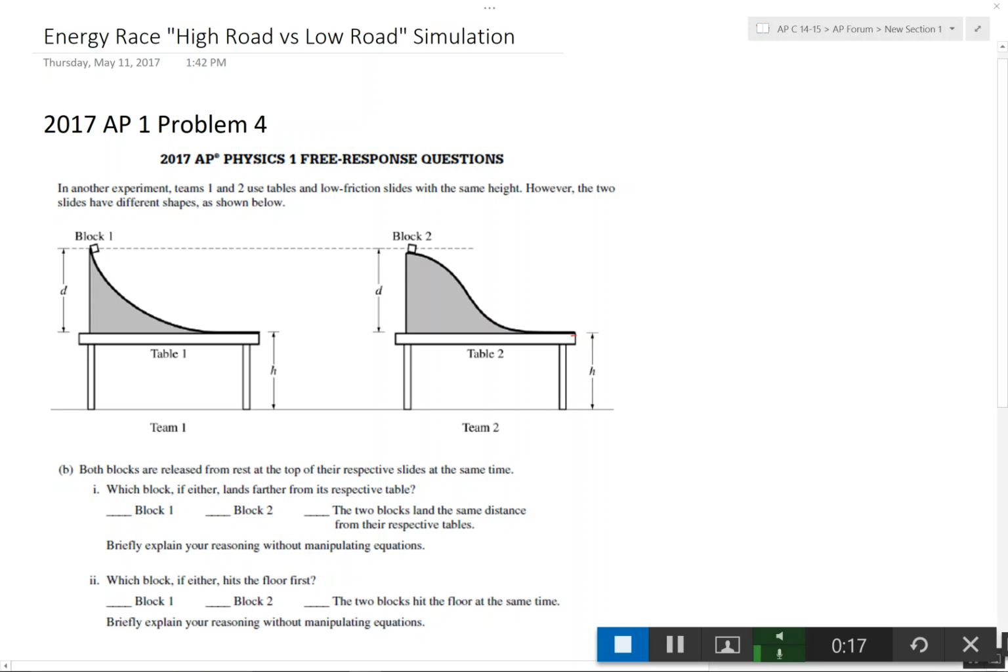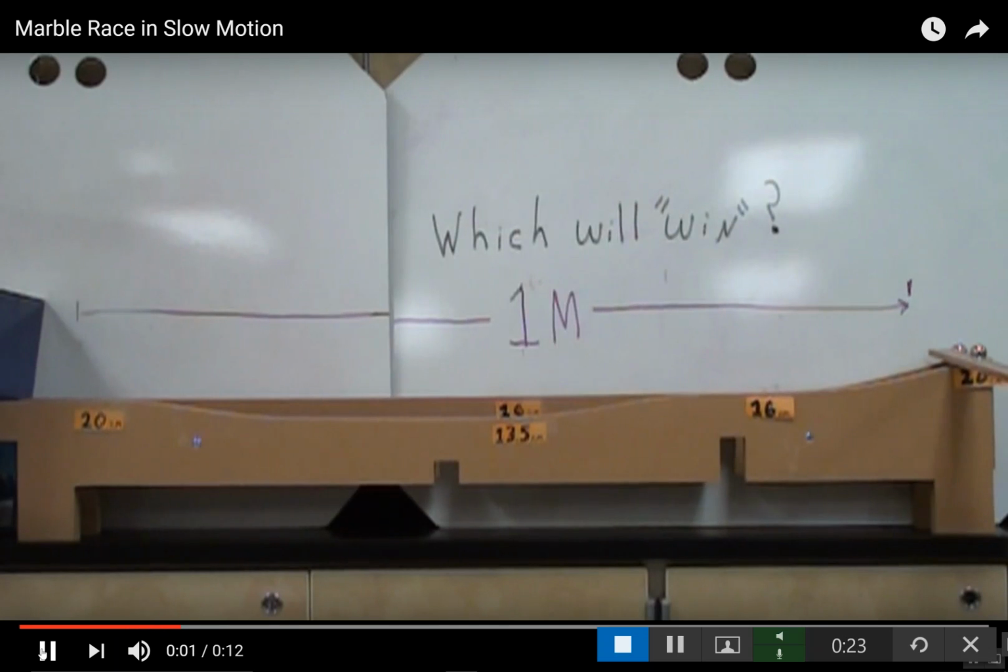They're going to land the same distance apart because they have the same speed, the same change in energy, similar to a roller coaster. Here's a video I made a couple years ago, or 6 years ago.